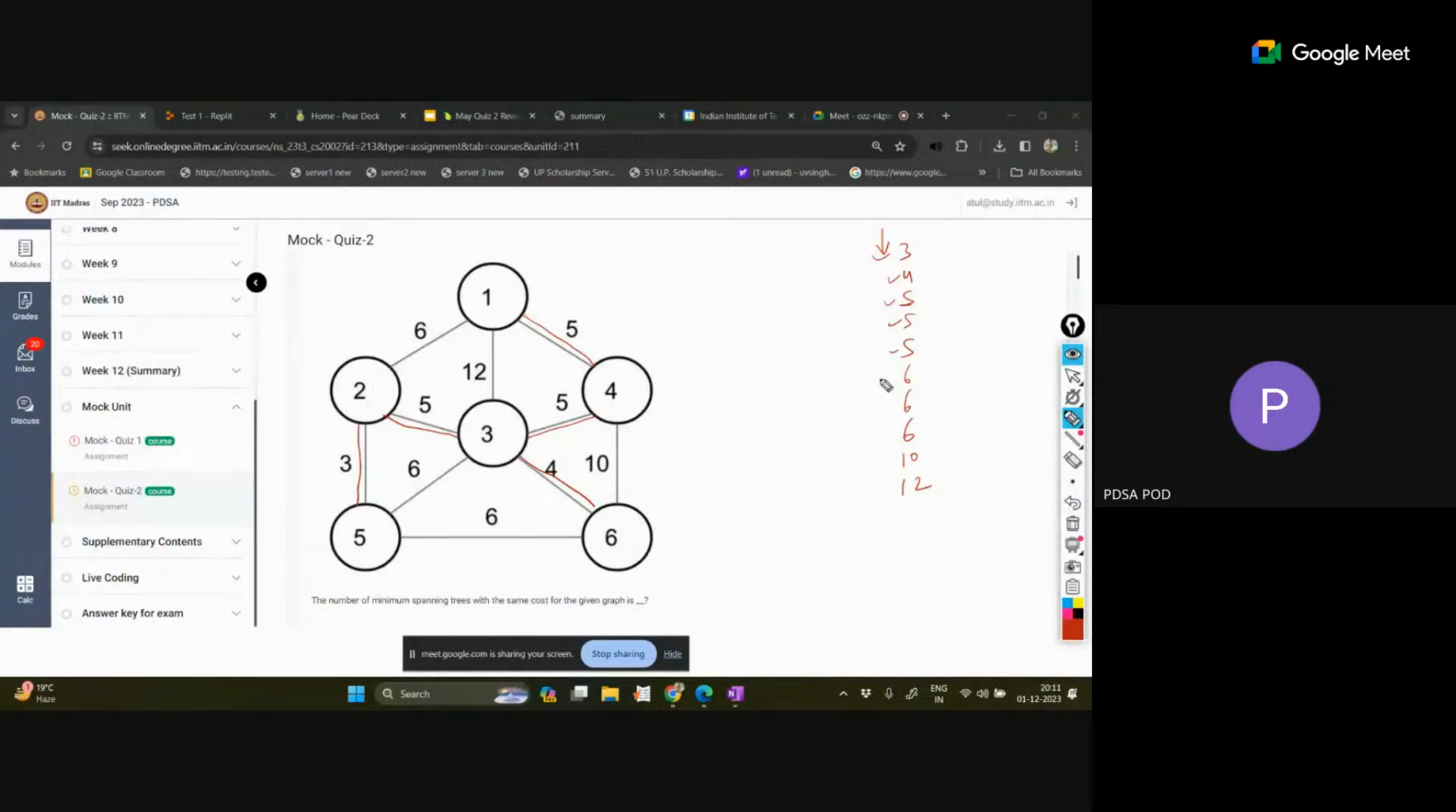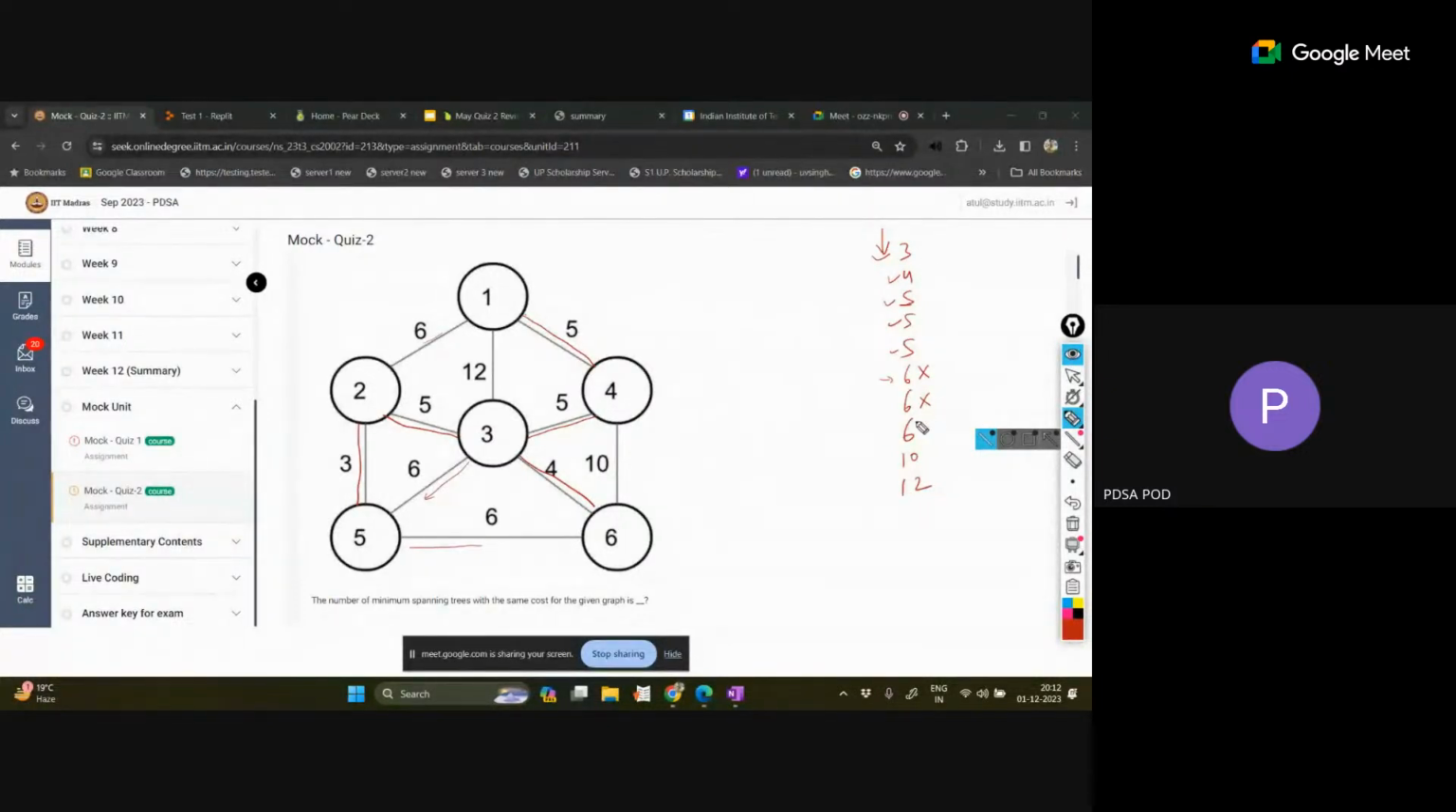After that, when we select 6, suppose I select this 6, it is creating a cycle, so we cannot select it. If we select this one, it is also creating a cycle, and this one is also creating a cycle. We cannot add any more edges after 5 because all nodes are connected. But still, we will check the process in case anything is missed.